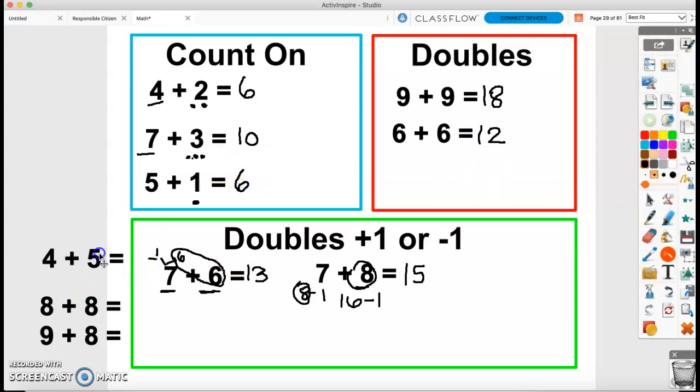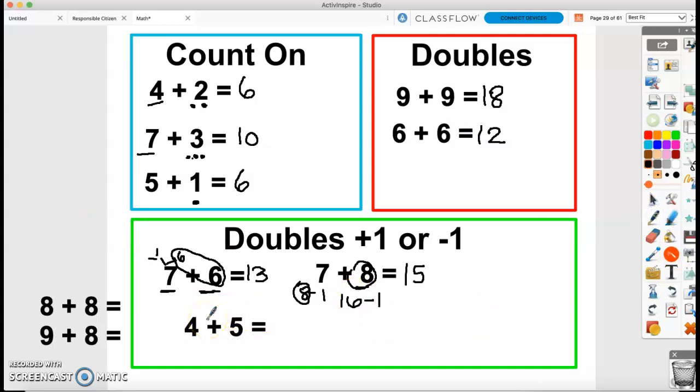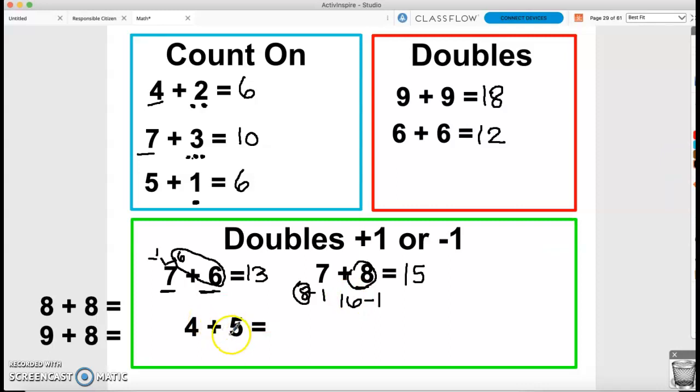I see that my numbers 4 and 5 are next to each other when I count, so I know it will be a doubles plus 1 or a doubles minus 1. Let's do a doubles plus 1. So I'm going to make 5, 4 plus 1. Here is my double, 4 plus 4. 4 plus 4 is 8, plus 1 more is 9.